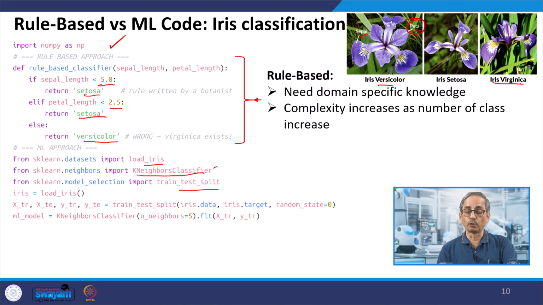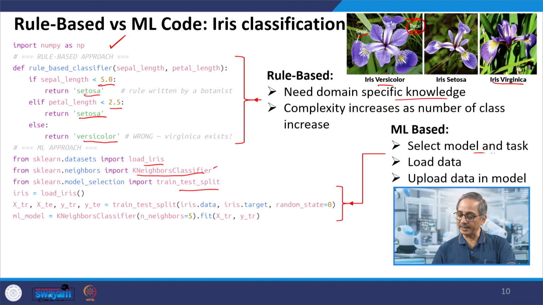So, in rule based, as I said, you need domain specific knowledge, and complexity increases as the number of classes increases here, whereas in the case of machine learning, it selects model and task, and then you load data and upload data in the model.